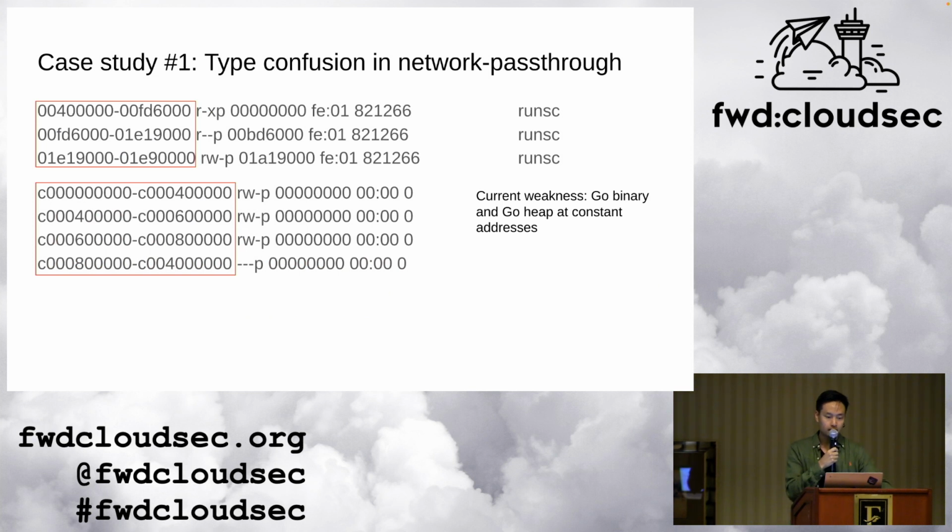In gVisor, exploiting write-where primitives is easy, unfortunately, because if we look at the process maps, we see that the Go binary and the Go heap are located at constant addresses. This is currently a weakness of gVisor, and the team is currently working on enabling PIE. So because of this weakness, with the write primitive, an attacker could try to corrupt data in either the data segment of the binary or the Go heap.